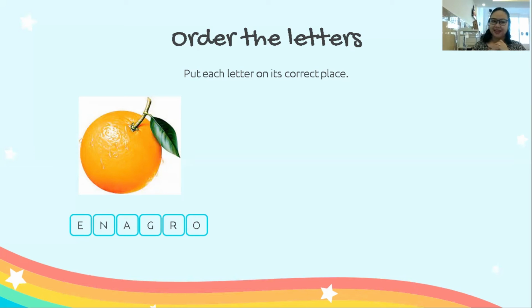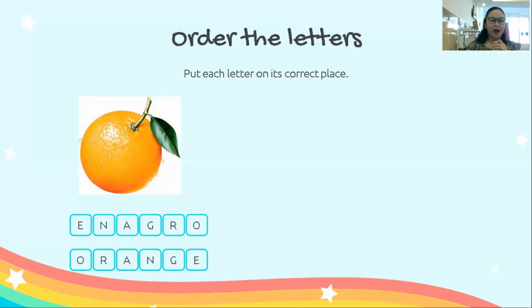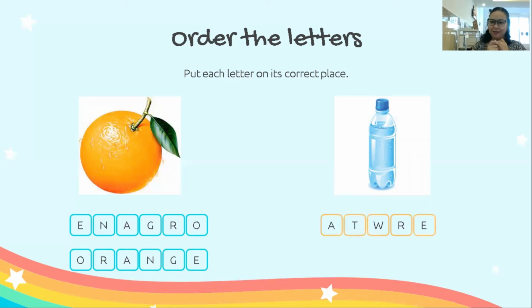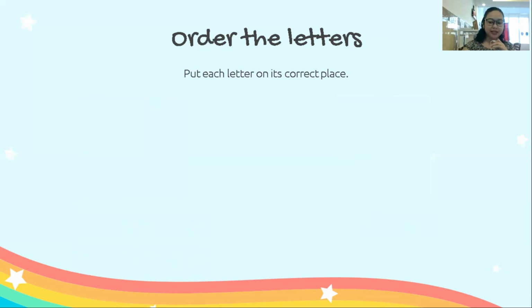Let's check. This is orange. And how do we spell orange? O-R-A-N-G-E. Orange. Let's move to word number 2. What's this? Write or spell the word on your board. This is water. How do you spell water? Let's check the correct spelling. To spell water, this is the correct spelling. W-A-T-E-R. Water.